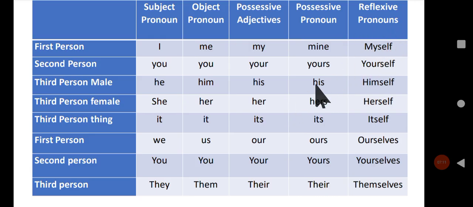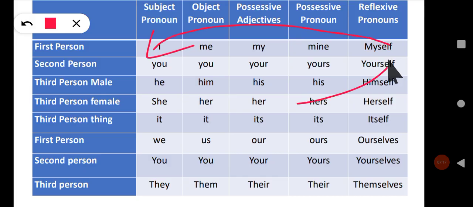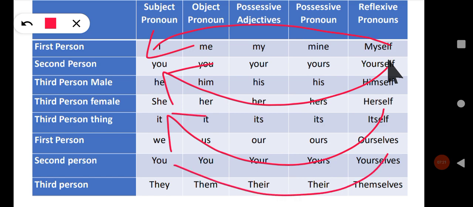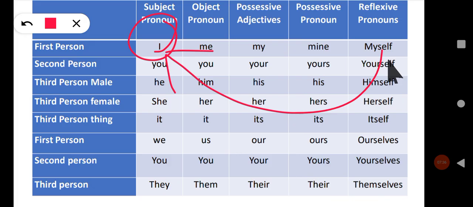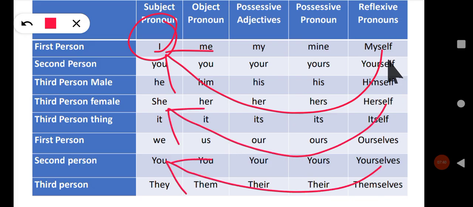Next, reflexive pronouns. Reflexive pronouns reflect back to the subject. Remember, a reflexive pronoun is never used as the subject. Instead, it reflects back to the subject pronoun. Myself reflects back to I, herself reflects back to she, yourselves reflects back to you.